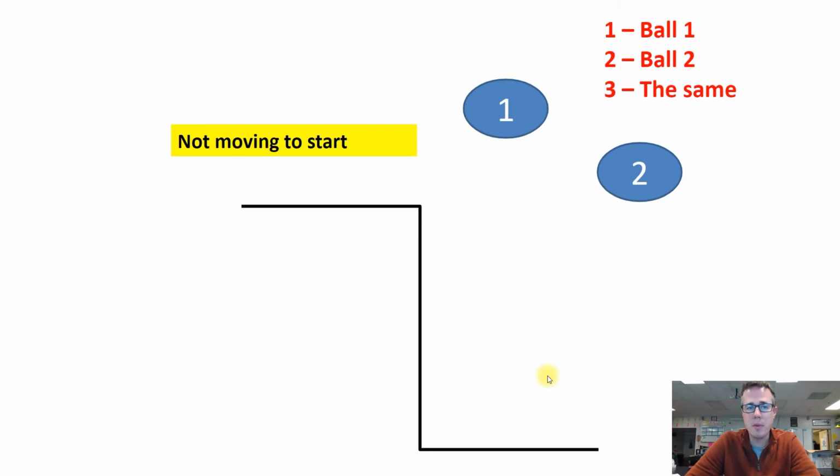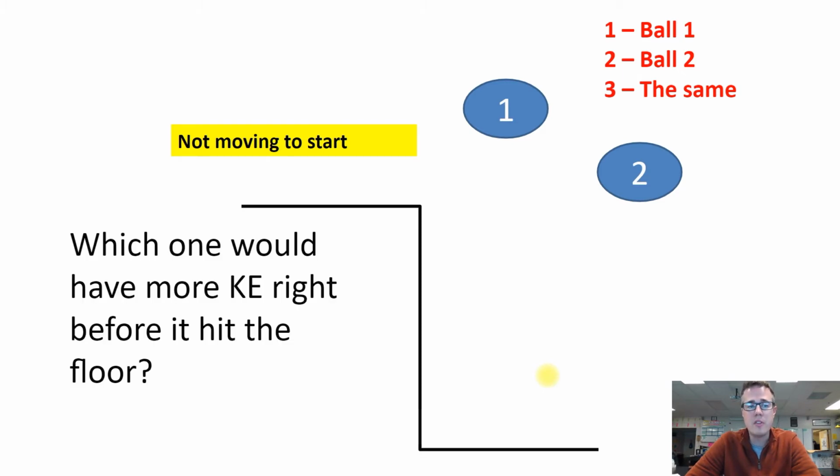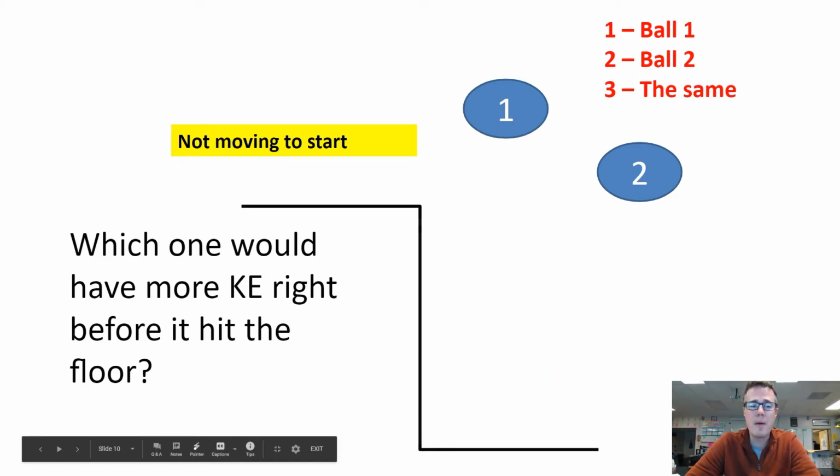Let's change things up a little bit. Let's say that the two objects are now dangling above the floor. We haven't dropped them yet, but now they're in different positions. So answering the same kinds of questions. Which one's going to have more kinetic energy before it hits the floor? Now, pause the video and think about that.